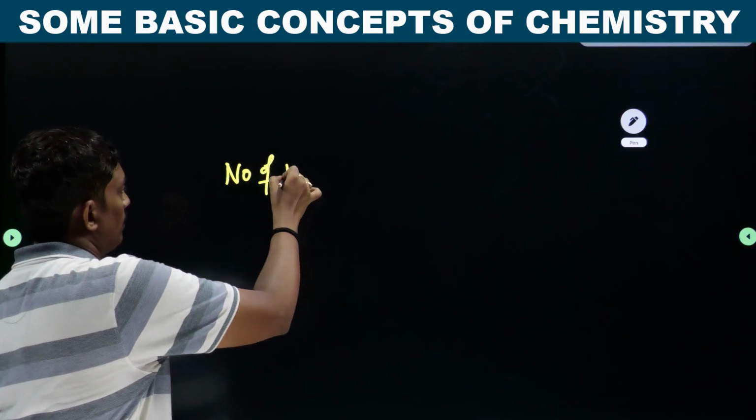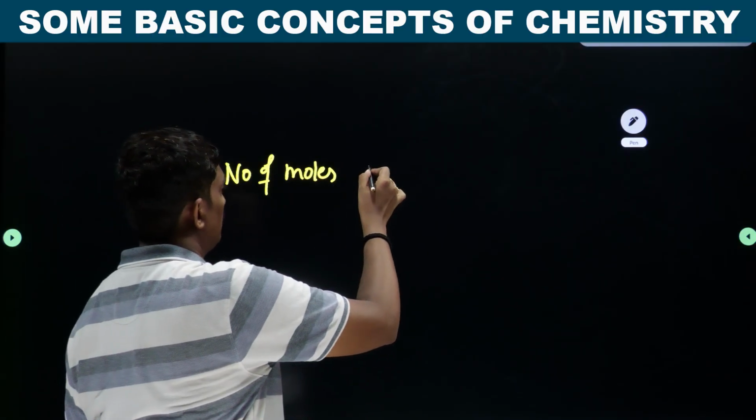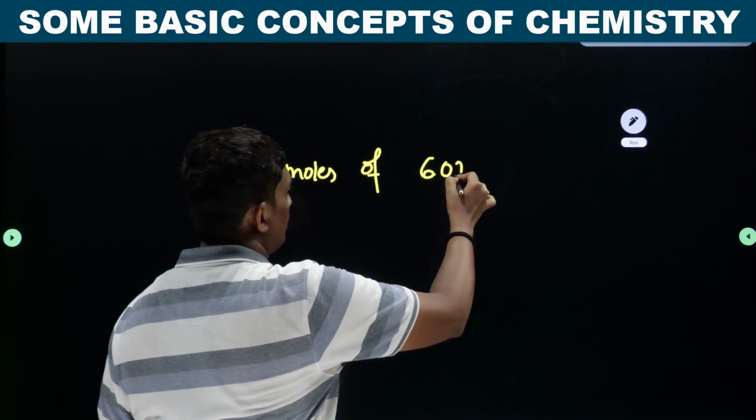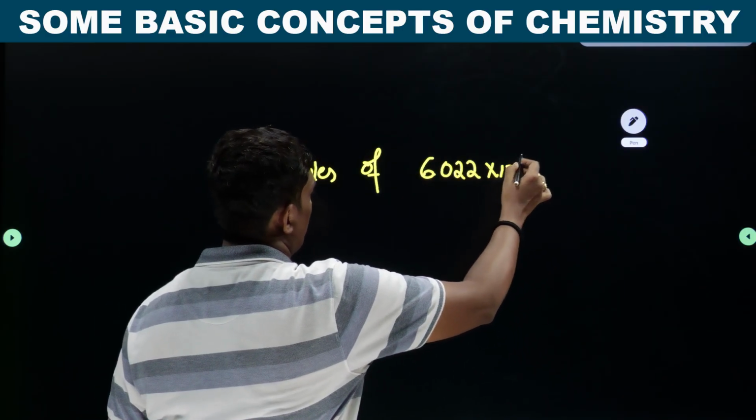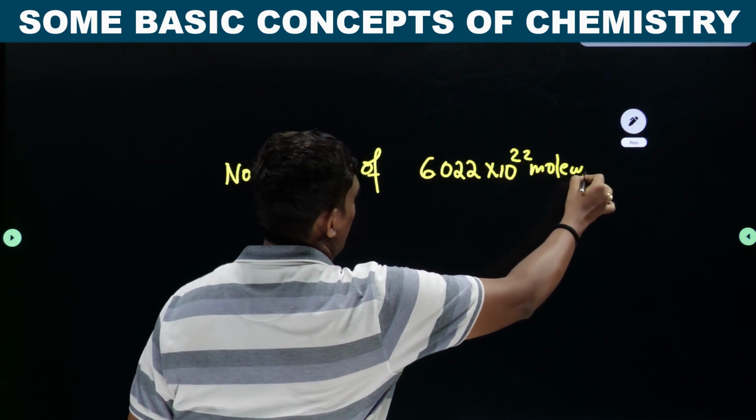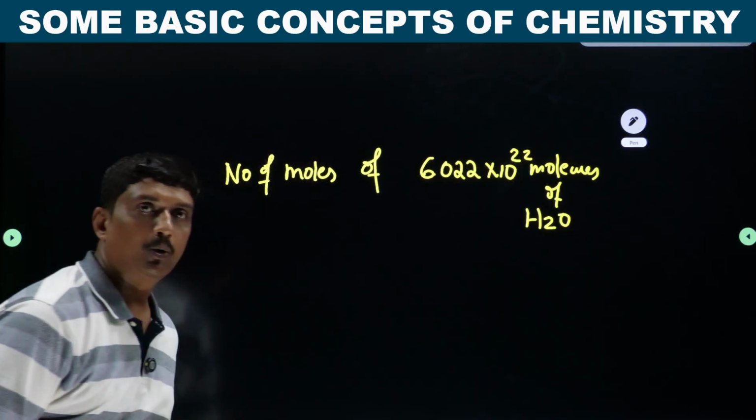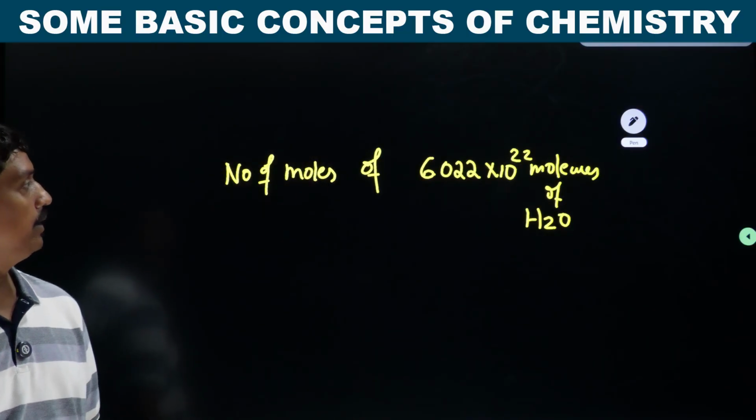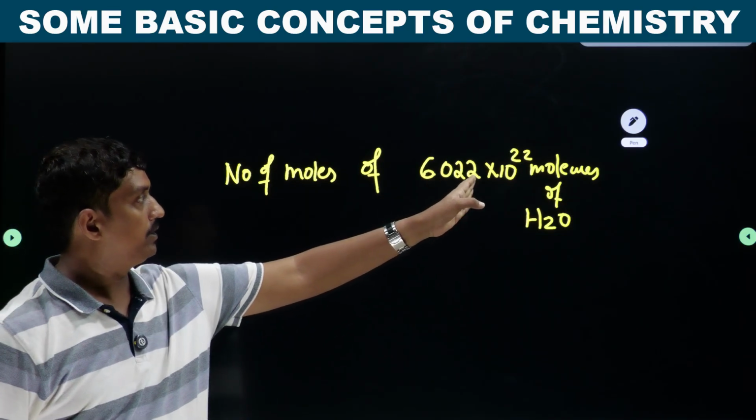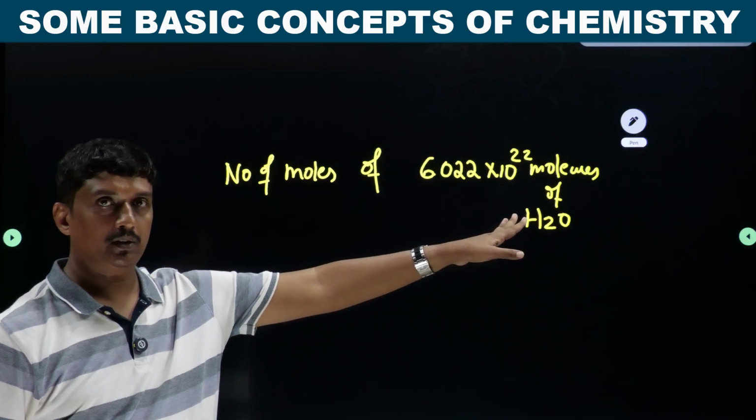Number of moles of 6.022 into 10 to the power 22 molecules of water. So number of moles, you have 6.022 into 10 to the power 22 molecules of water.